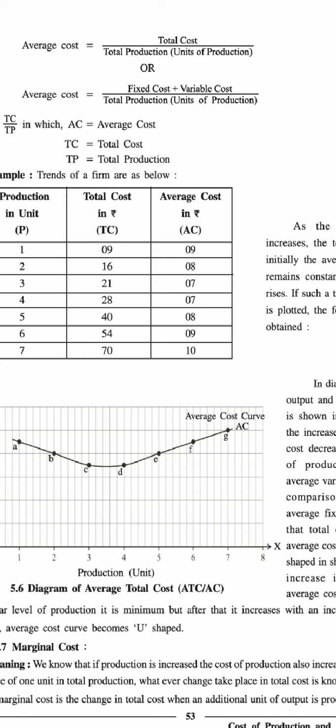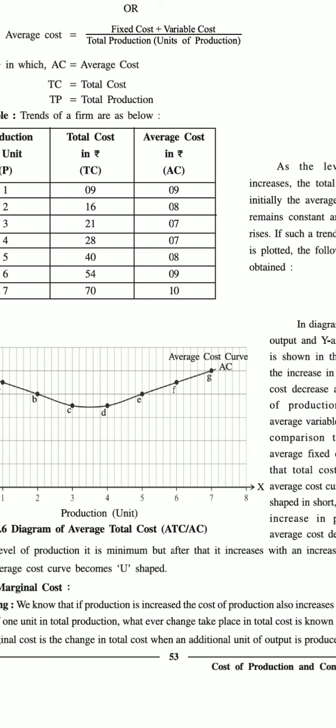That means what? It goes on a downward trend. It is somewhat constant and then it starts rising again. So initially the average cost falls, then it remains constant, and then later on subsequently it goes on rising, and therefore you can see that from point A to C it is downward sloping, C to D it is constant, and from D to G it will be again rising upwards, and therefore the average cost curve becomes U-shaped in short. So the shape of the average cost curve becomes U.